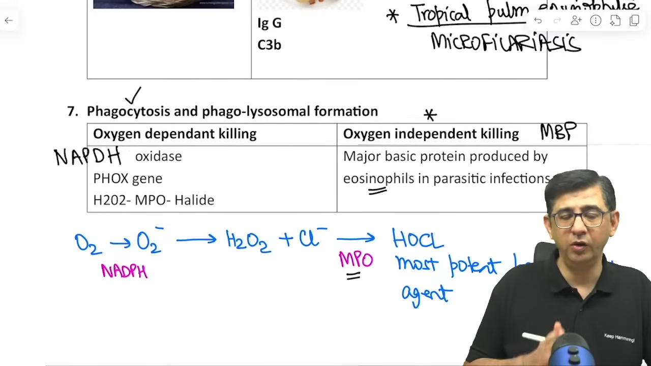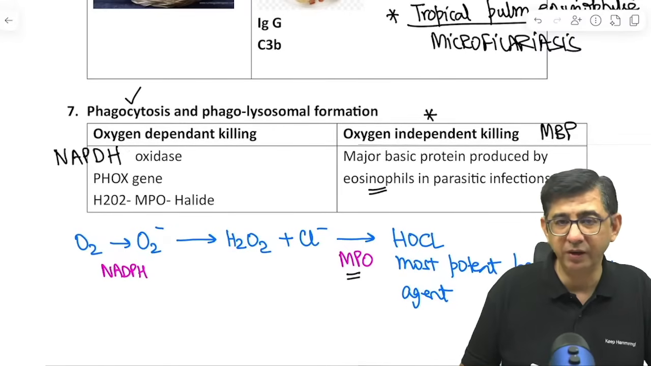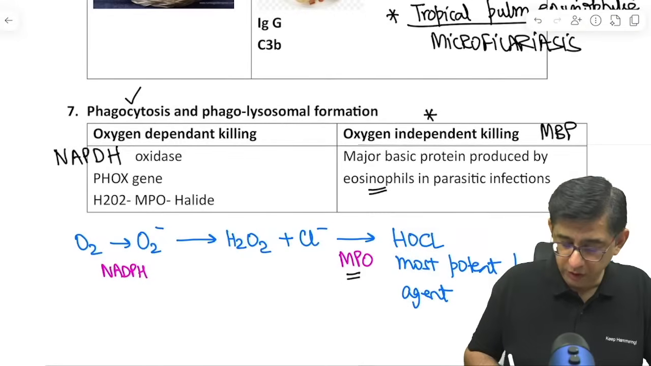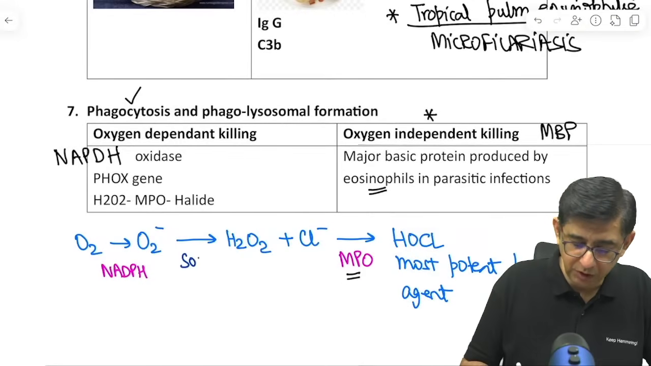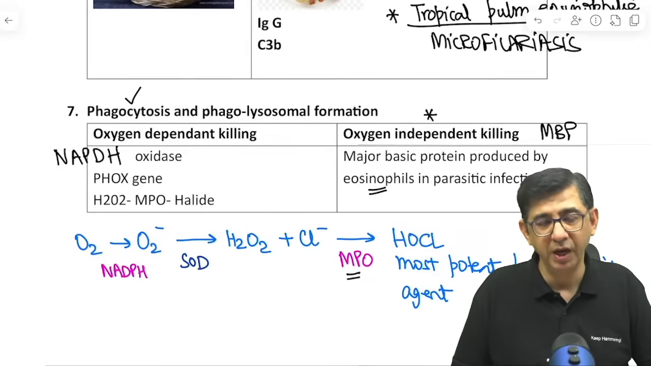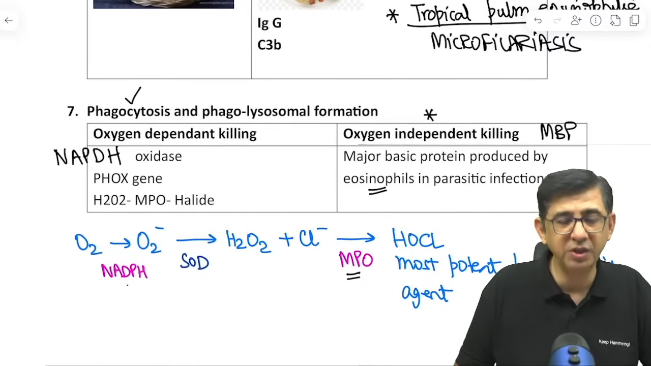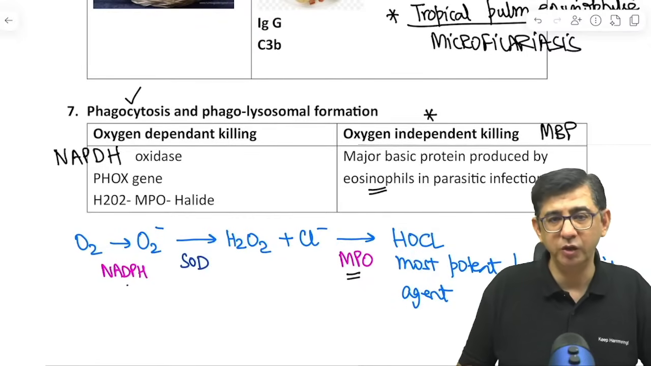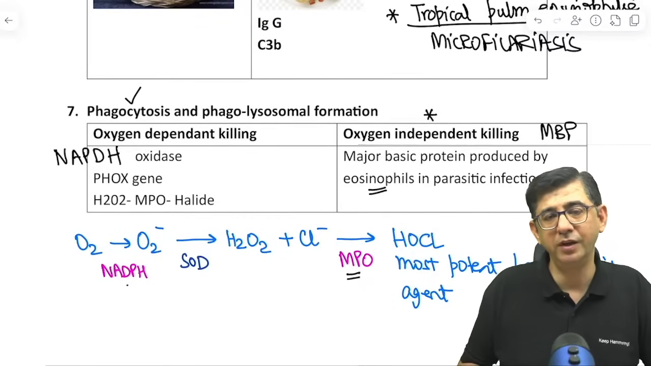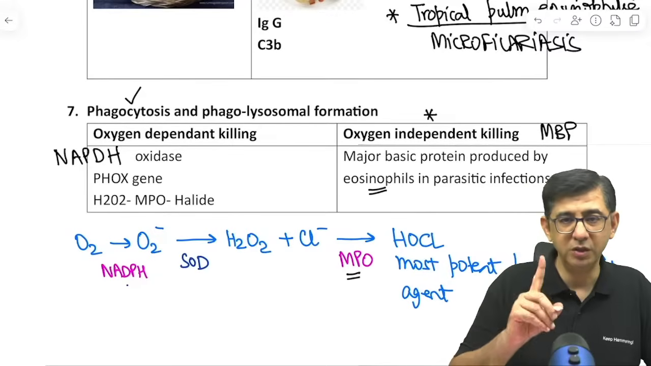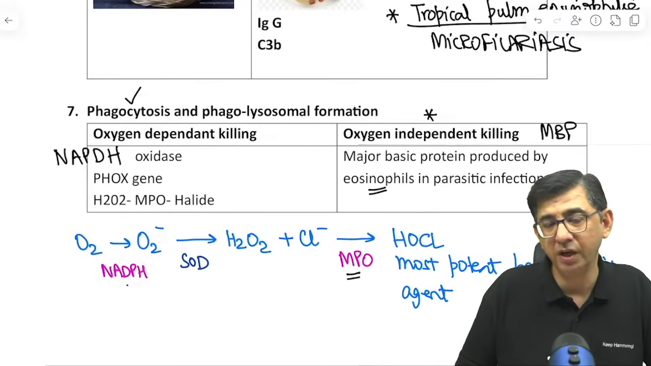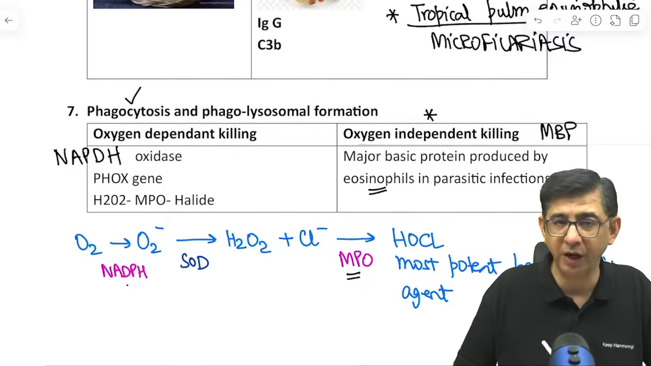The steps are oxygen being converted into a superoxide radical, and then यहाँ पर एक और एंजाइम होता है जिसका नाम होता है superoxide dismutase. This superoxide dismutase will now be converting the superoxide radical into hydrogen peroxide. तो एक तो ये सीक्वेंस याद रखनी है, पहले NADPH, then superoxide dismutase, and then myeloperoxidase. One disease of superoxide dismutase deficiency I can tell you is by the name of amyotrophic lateral sclerosis.